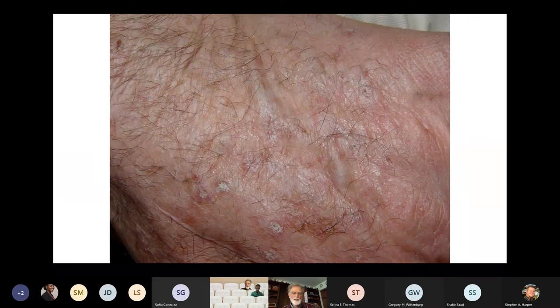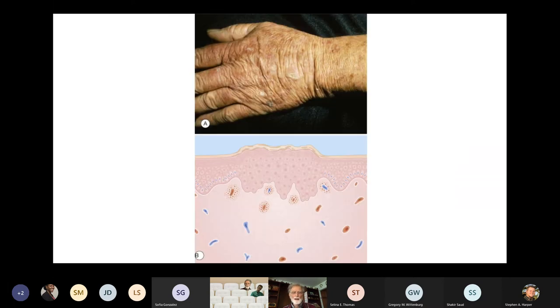So this is a typical cluster of actinic keratoses. They feel rough. They're not waxy. And patients often say they hurt. Seborrheic keratoses never hurt. But if they're inflamed, they can hurt.